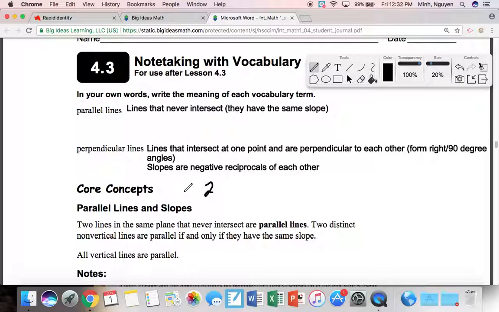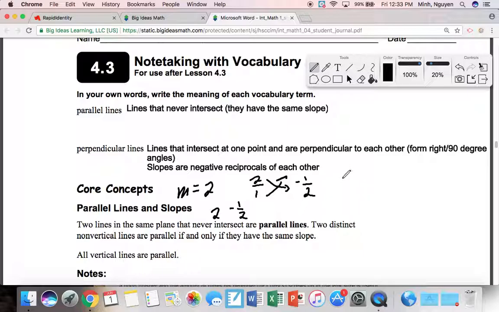So let's say one slope is 2. To get the negative reciprocal of that, well, really 2 is 2 over 1. And to flip that, that goes up to the numerator, that goes down to the denominator, and it's positive, so it turns negative. So negative reciprocals for slopes are 2 and negative 1/2. This is just examples.